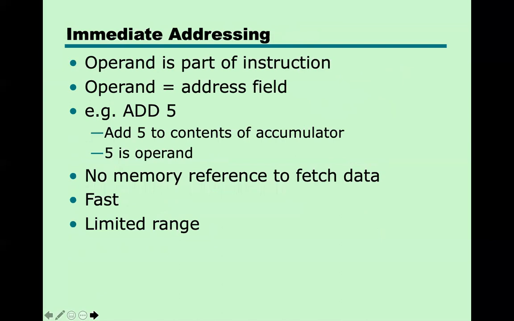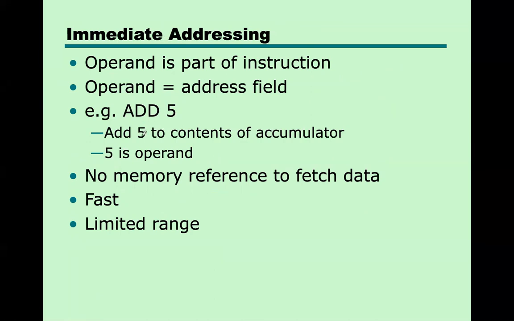The first one is the immediate addressing mode. What is the address here? Suppose this is the instruction, for example, add 5. What does it mean? There is no address specified here. The 5 itself is an operand. It will act as an operand. That's why it is called immediate addressing.